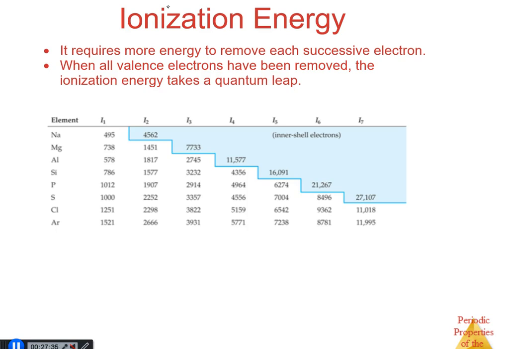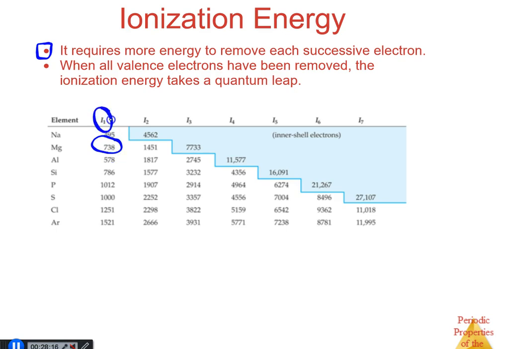It requires more energy to remove each successive electron. When all valence electrons have been removed, the ionization energy takes a quantum leap. That just means a lot bigger change than it did before. You have to be able to explain both of these things. Okay? So let's look at magnesium first. It takes 738, there's no unit here, but it's probably joules, of energy to remove an electron from magnesium.